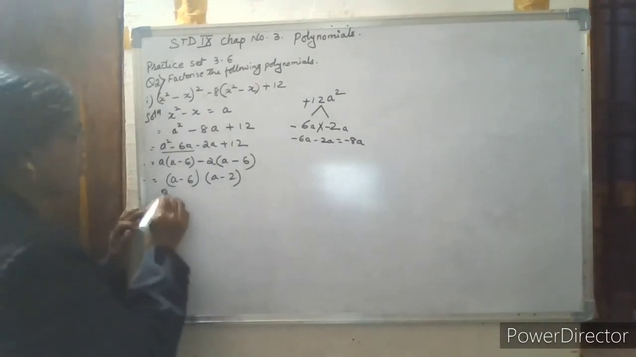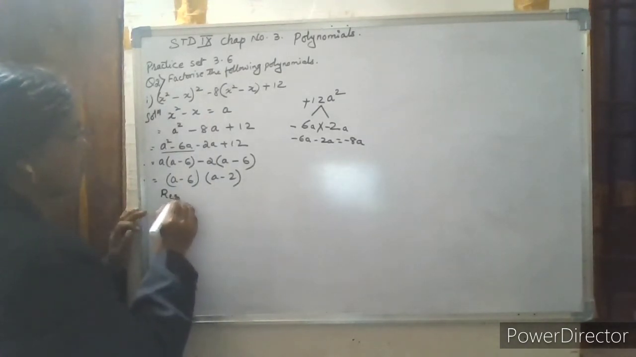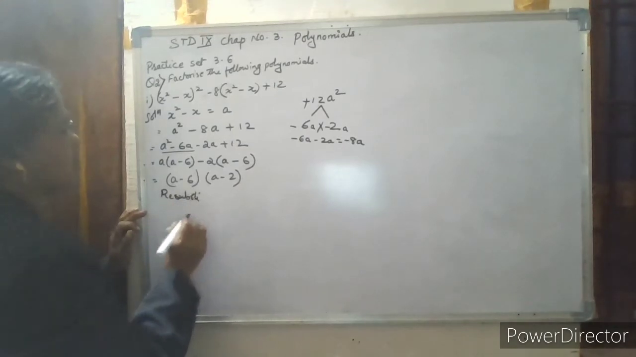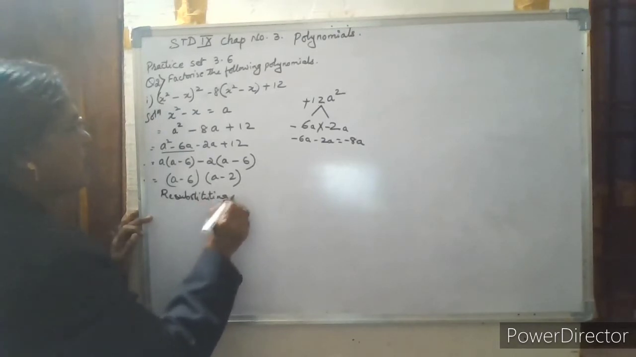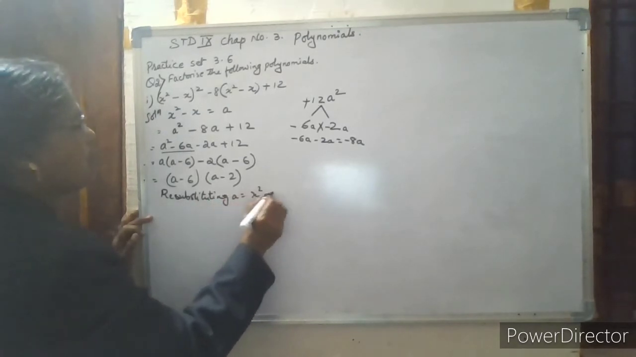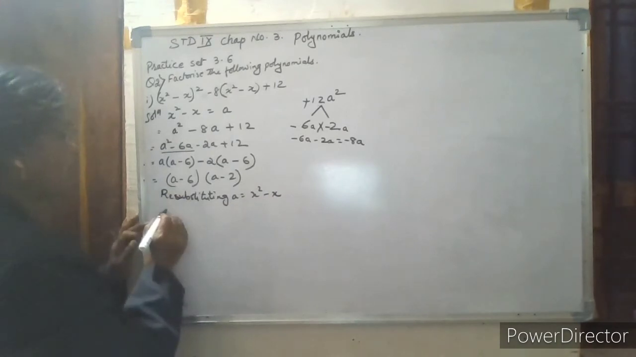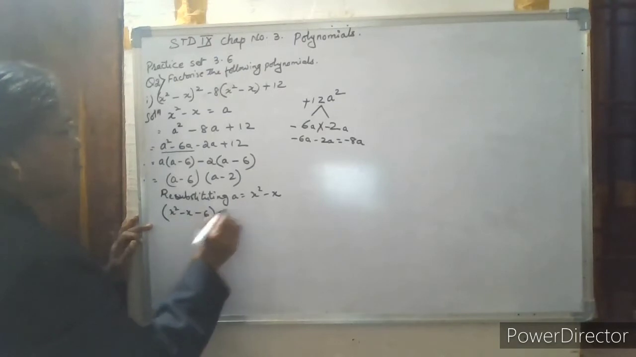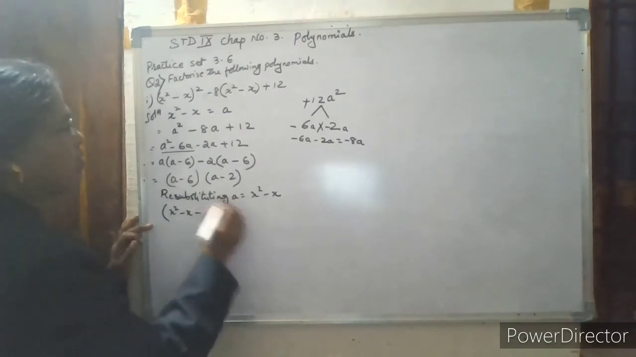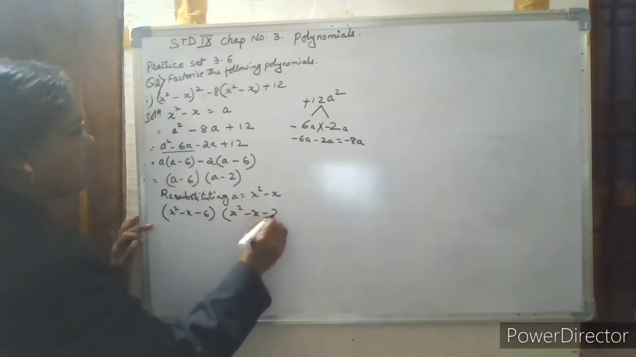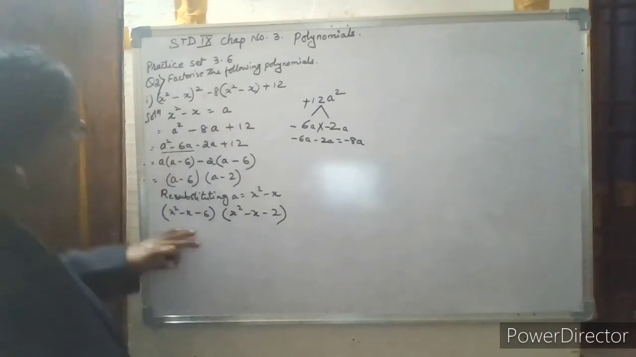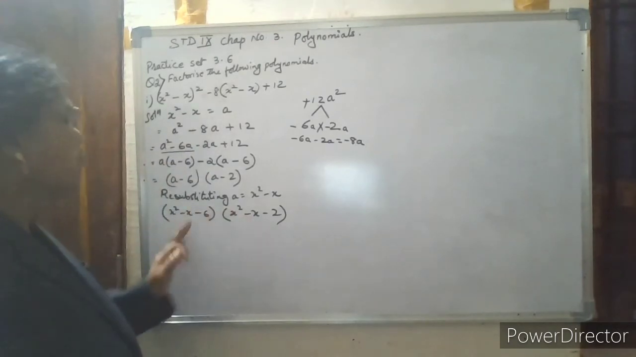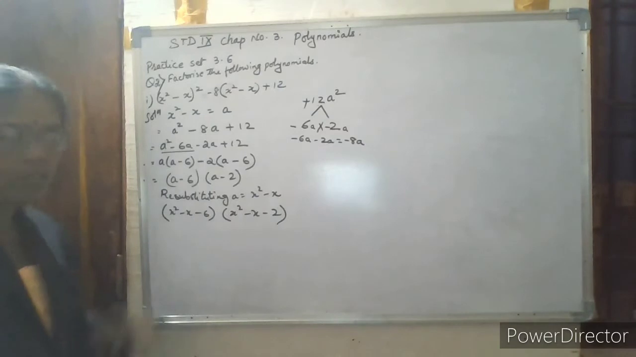Therefore, resubstituting a equal to x squared minus x. In place of a we get (x squared minus x minus 6) into (x squared minus x minus 2). Now the given question is factorized as two quadratic polynomials. These are the factors.